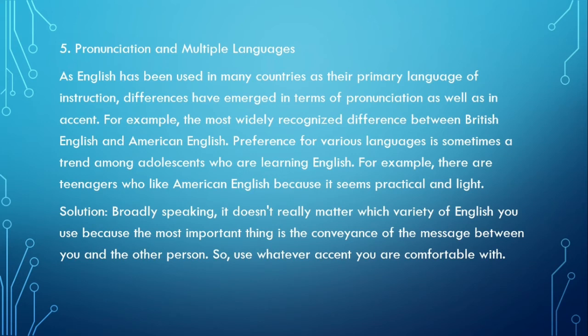5. Pronunciation and multiple language varieties. As English has been used in many countries as their primary language of instruction, differences have emerged in terms of pronunciation as well as in accent. For example, the most widely recognized difference is between British English and American English. Preference for various language varieties is sometimes a trend among adolescents who are learning English.